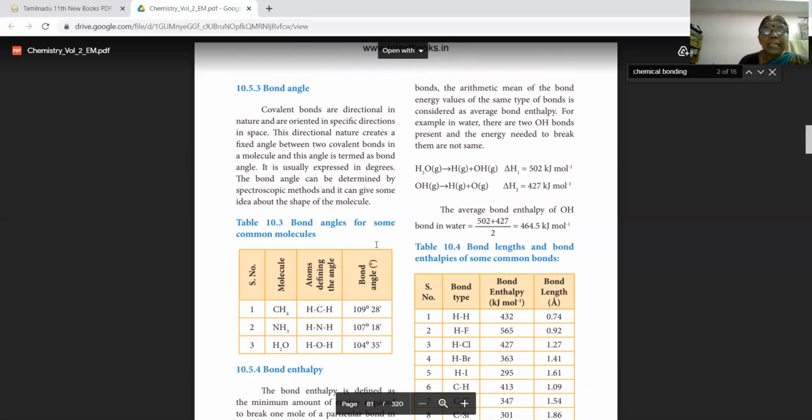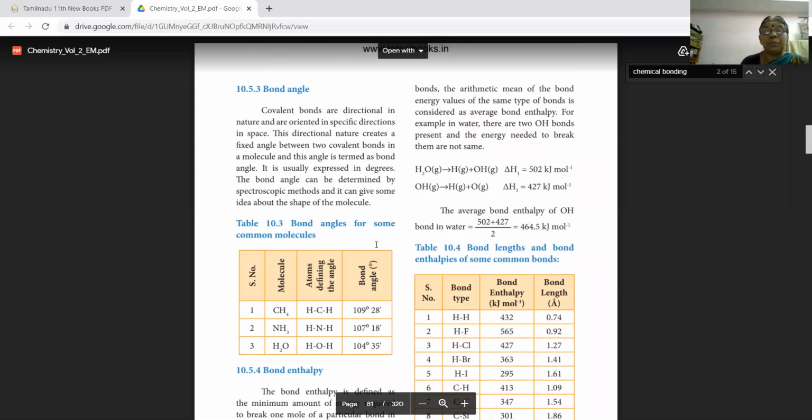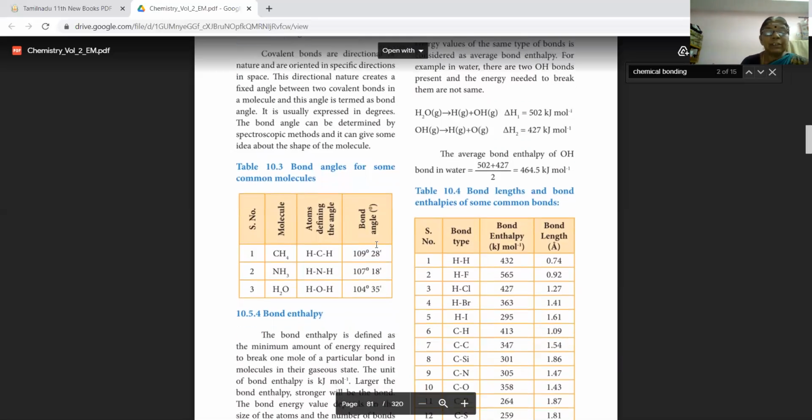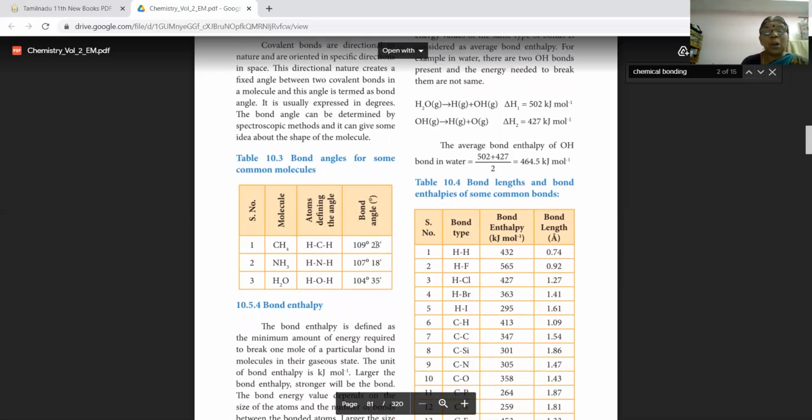The bond angle can be determined by the spectroscopic method and it can give some idea about the shape of the molecule. Here it is given. For methane, the bond angle between H-C-H is 109 degrees 28 minutes, and in ammonia, the H-N-H bond angle is 107 degrees 18 minutes, and for water, the H-O-H bond angle is 104 degrees 35 minutes.